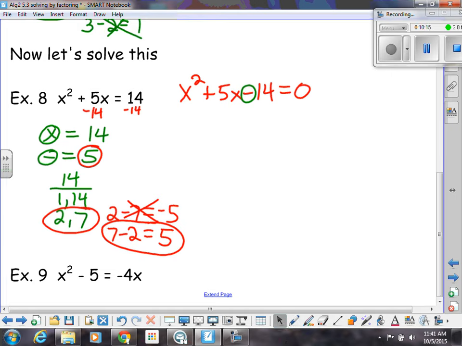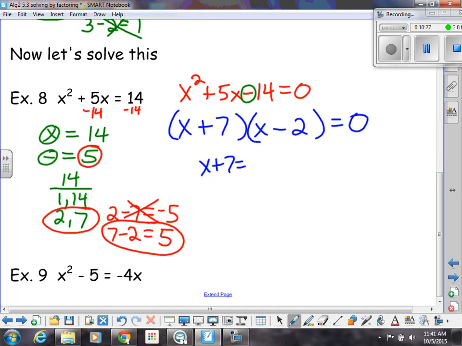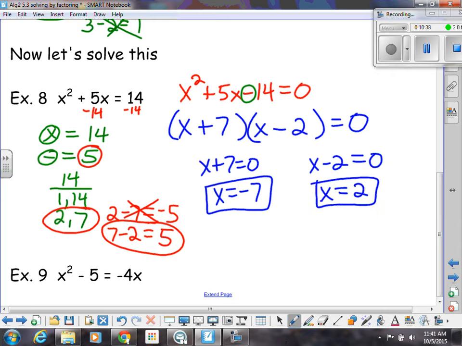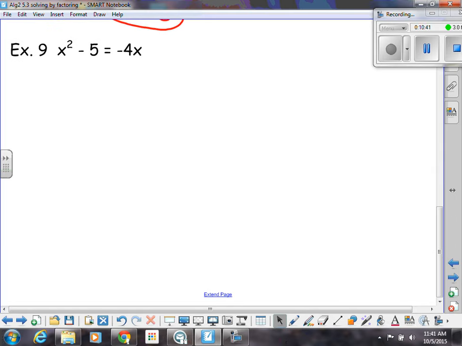All right, so let's factor that. In parentheses, that would be x plus 7 and x minus 2. So set each factor equal to 0. Solve those simple equations, and we get x equals negative 7 and x equals positive 2. So our last one, again, we need to put that in standard form. So I'm going to add the 4x to the other side. So that's going to give me x squared plus 4x minus 5 equals 0.